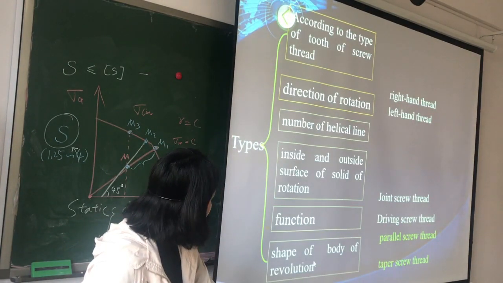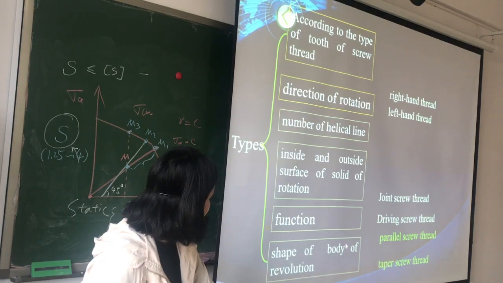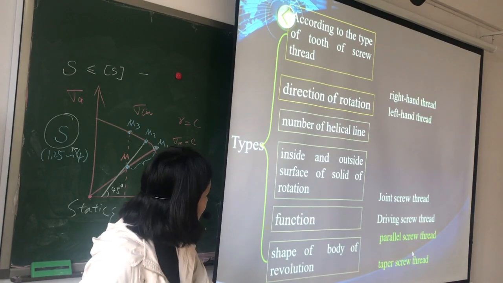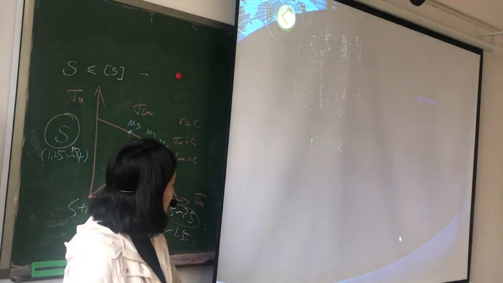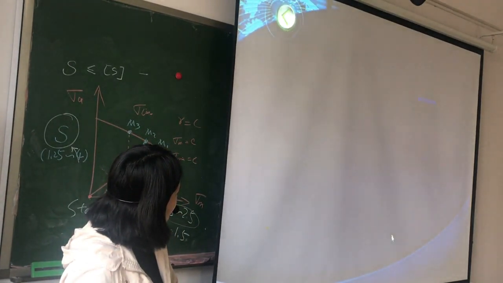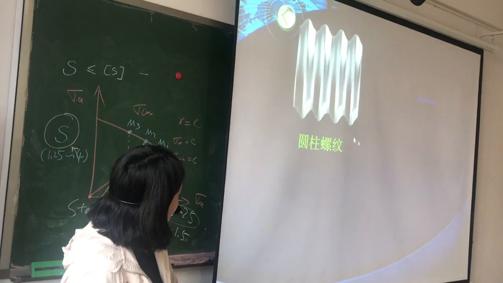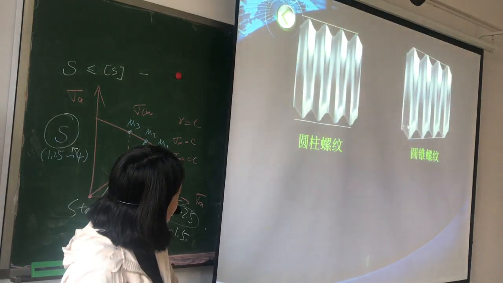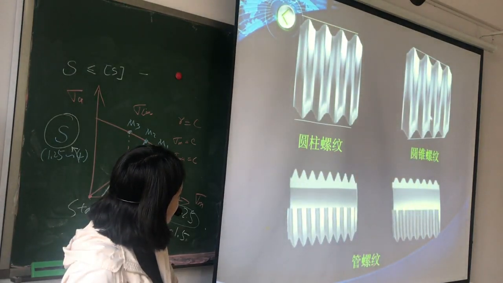And according to the shape of the body of revolution, we have parallel screw thread and taper screw thread. This is the parallel screw thread, and this is the taper screw thread.